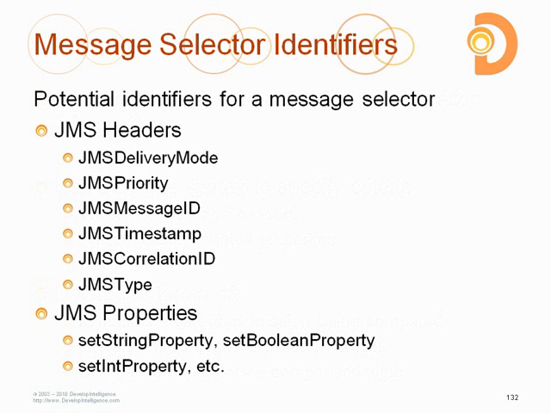So I mentioned before there are these headers and properties that I can deal with for message selection. There's just a short list. The JMS headers are things that are set by the messaging system. I don't have control over those. Obviously, I do have control over properties and the values of those properties.